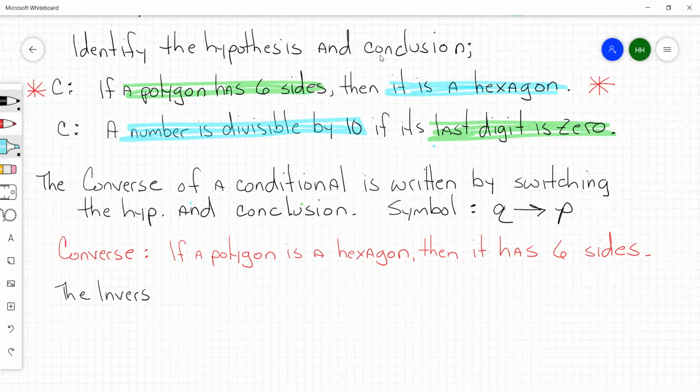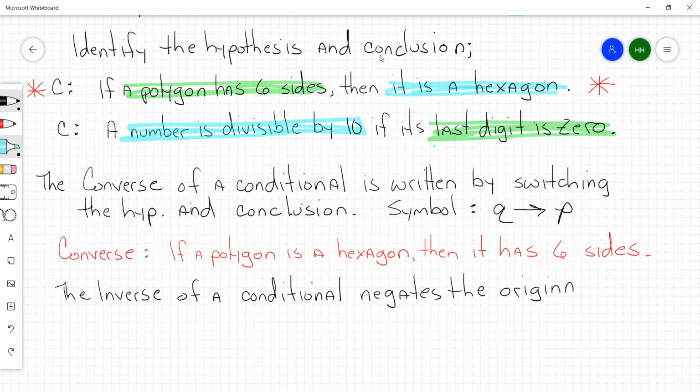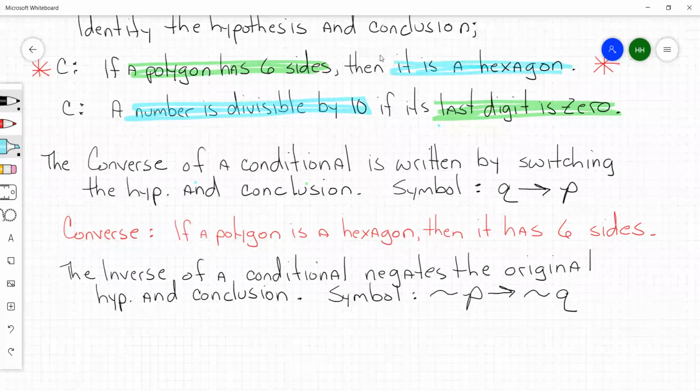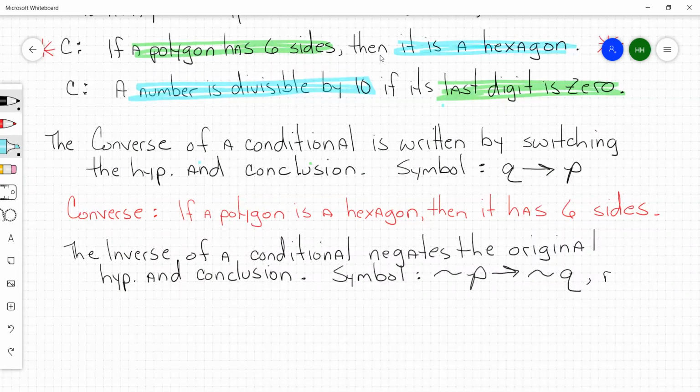The inverse of a conditional negates the original hypothesis and conclusion. Symbol: this little squiggly line, P, arrow, squiggly line, Q. It reads, if not P, then not Q.